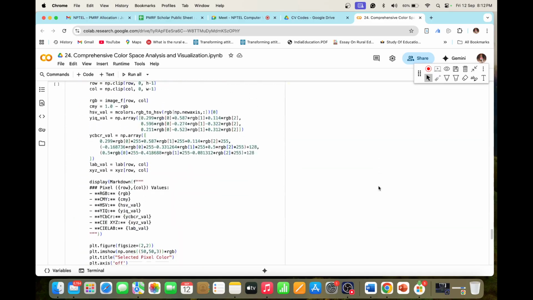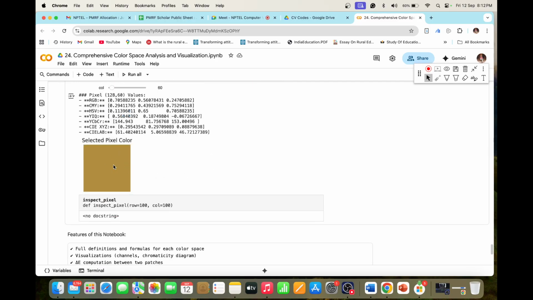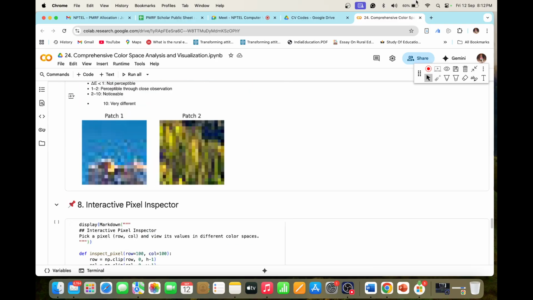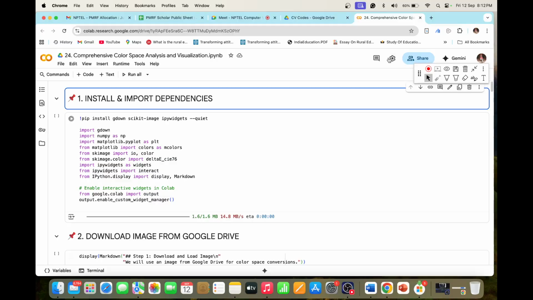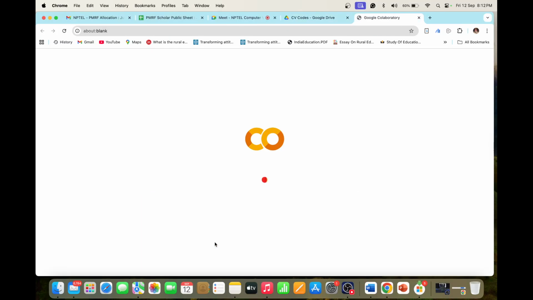So this is an interactive notebook. You can just interact with your row and column, and you will get different color pixels. You can just open this notebook and operate this code. And one more, let me show you this color transfer. That is interesting.